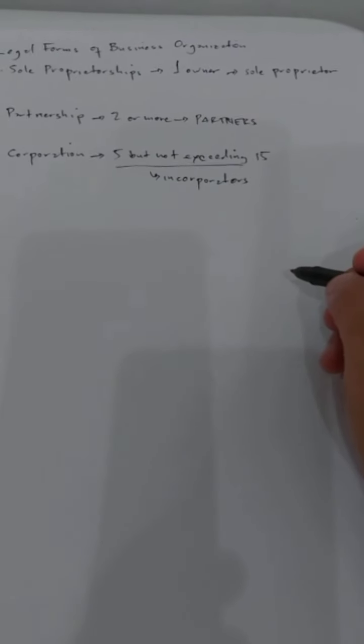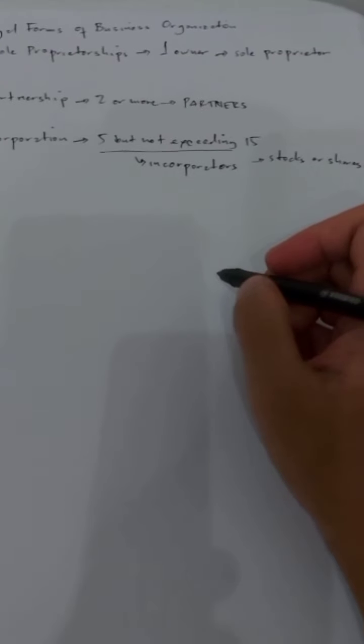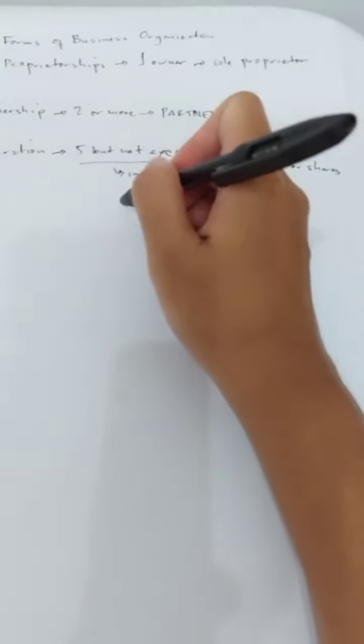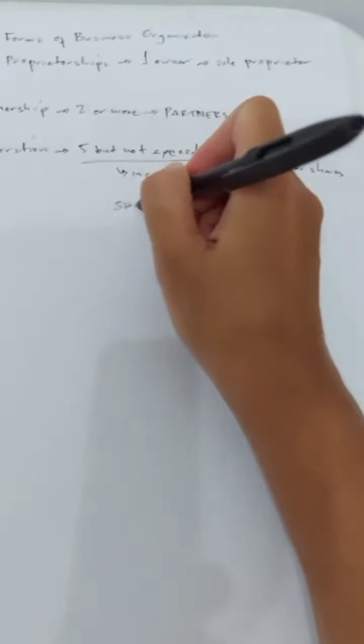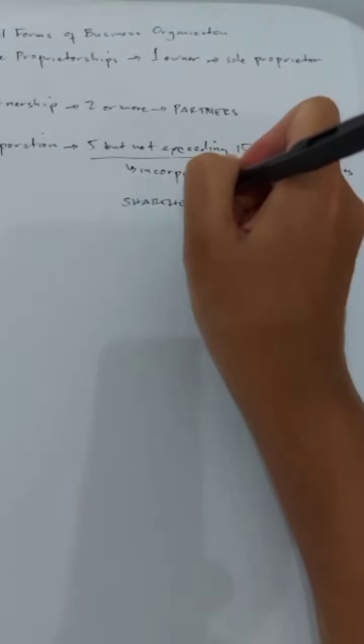Okay. So, pagdating sa corporation, ang ownership ay through stocks or shares. So, bibili kayo ng share or kaya ng stock. So, ang tawag dun sa owner, pag nagkaroon ka ng share or stock sa isang corporation, ang tawag sa iyo ay shareholder. Okay, or stockholder.